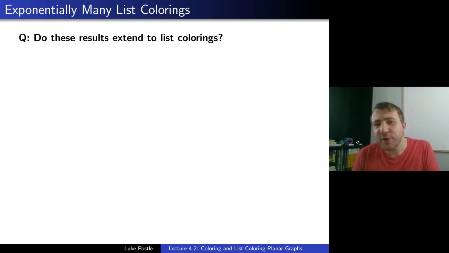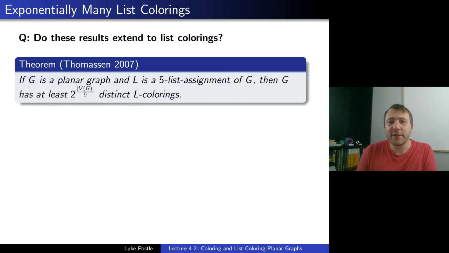So a natural question is, do these results extend to list colorings? And the answer is yes, actually. So Thomassen in 2007 showed that if you are a planar graph and you have a 5-list assignment, then you actually have exponentially many distinct L-colorings. So he basically extended his own theorem to the exponential case.